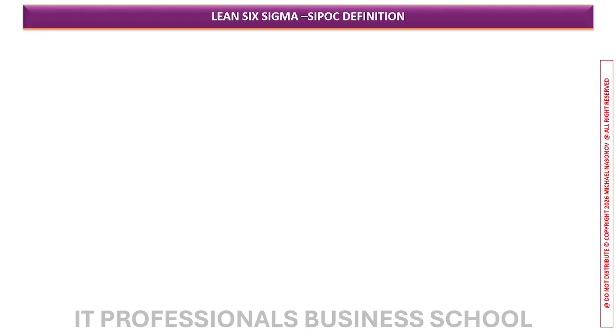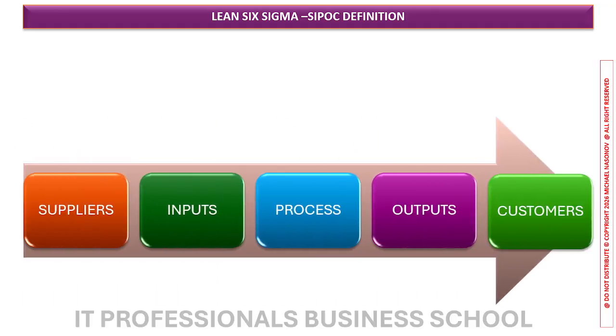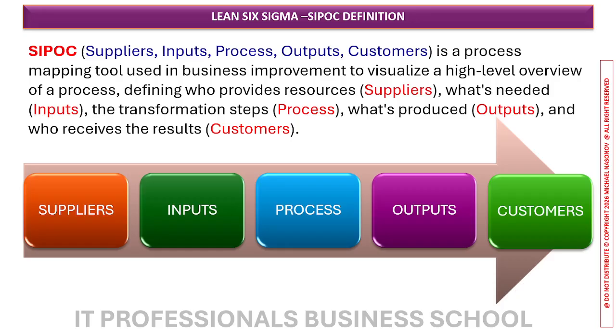In previous lectures, we mentioned this model. SIPOC stands for Suppliers, Inputs, Process, Outputs, Customers. It is a process mapping tool which is used in business improvement to visualize a high-level overview of a process, defining who provides resources (suppliers), what's needed (inputs), transformation steps (process), what's produced (outputs), and who receives the results (customers). Now we're going to take a good look at this model in detail.